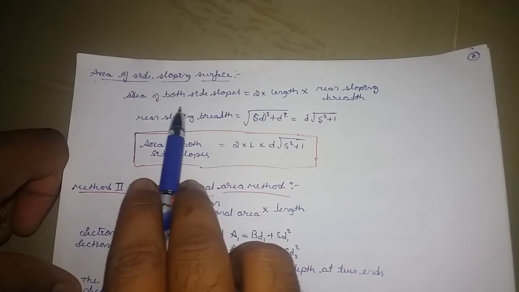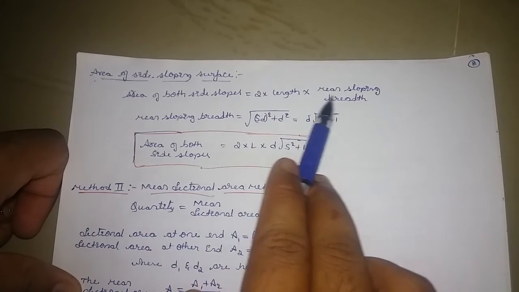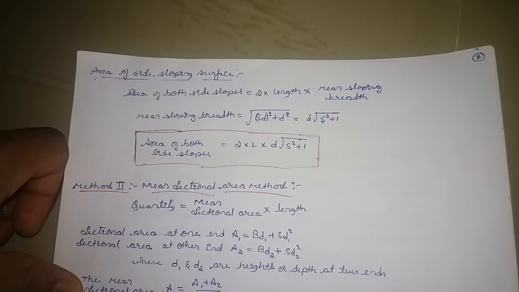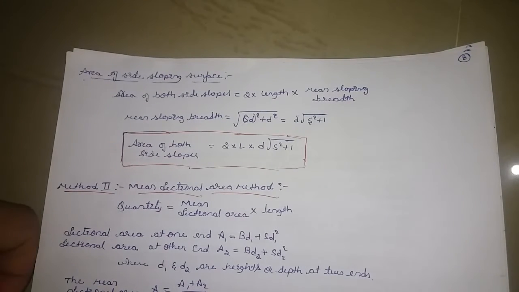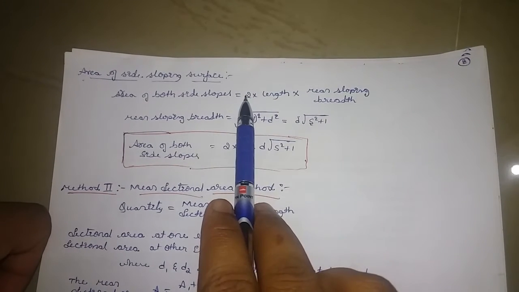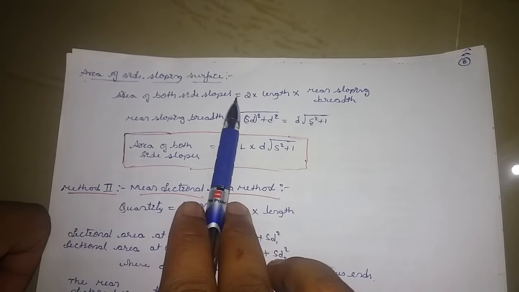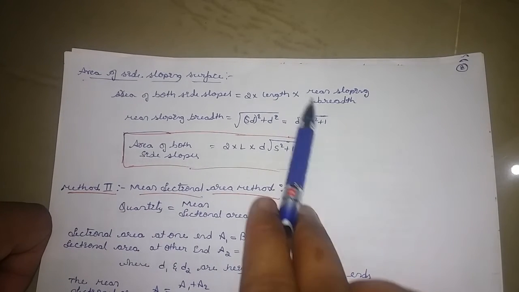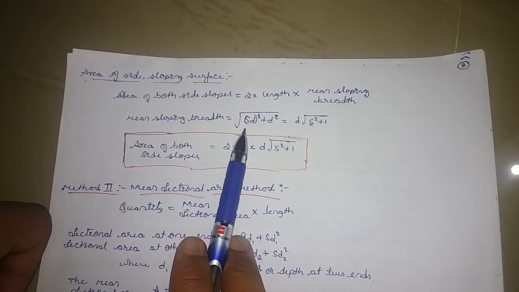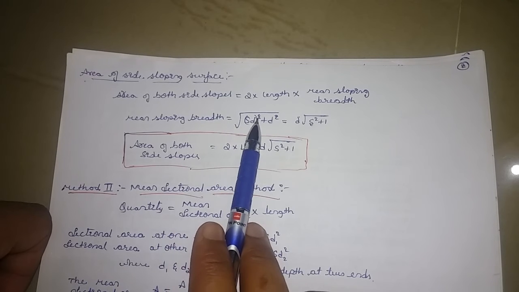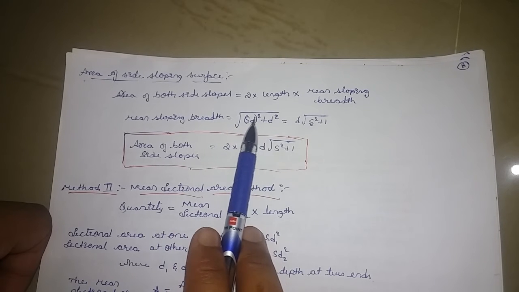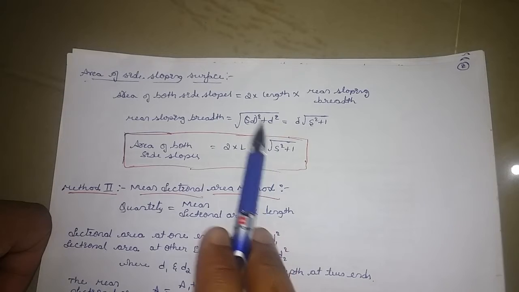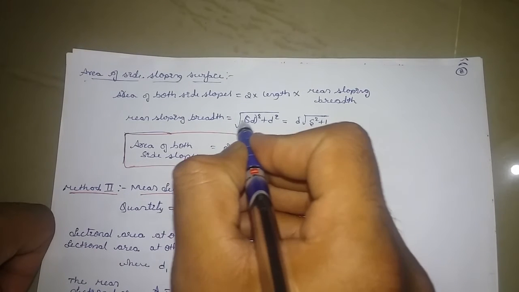The area of both side slopes is equal to 2 into length into mean sloping breadth. Yes, mean sloping breadth. Now what is the mean sloping breadth? Mean sloping breadth is equal to the square root of SD square plus D square. So SD square plus D square is there, where D square is common.